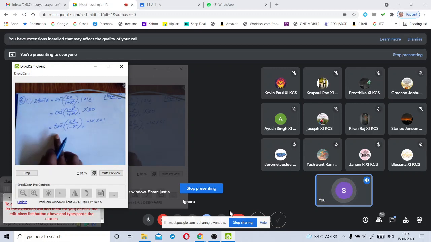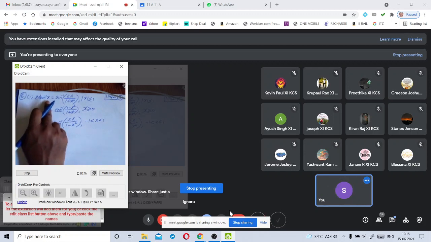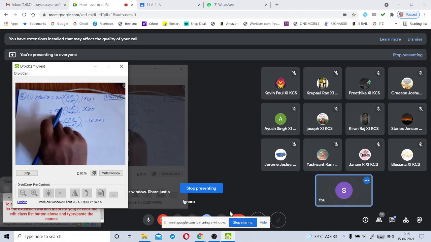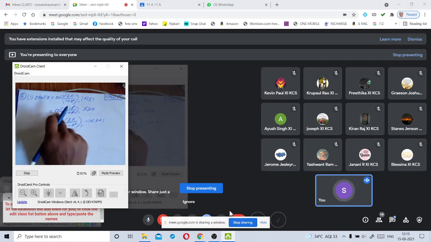This is the last property of inverse trigonometric functions: 2 tan inverse x. The value of 2 tan inverse x is defined in three ways: in terms of sine inverse, in terms of cos inverse, and in terms of tan inverse. I will read these formulae. Listen carefully, my dear children.